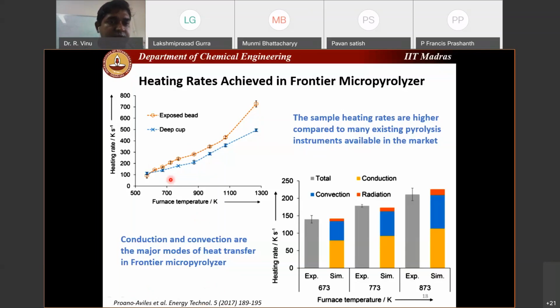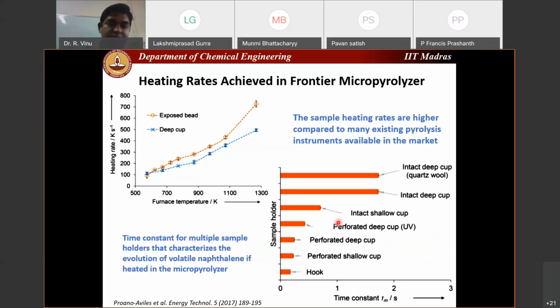So they have shown that the heating rates are quite significantly higher. So you can see that at moderate pyrolysis temperatures of around 900 Kelvin, your heating rates are as high as 300 to 400 Kelvin per second. And they have also carried out a lot of simulations to show what the typical distribution of the heating is. Okay, you can see that predominantly heating occurs by conduction and convection, whereas the contribution due to radiation is quite less in this setup.